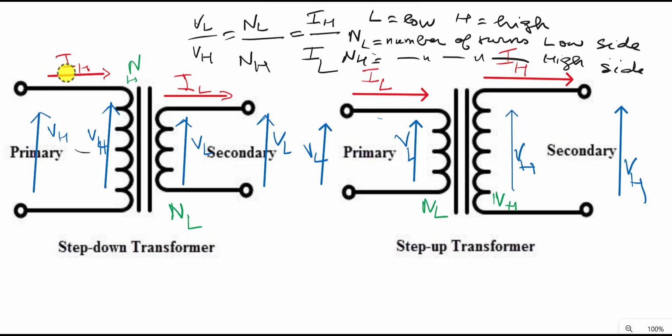On the red, we have the currents IH and IL, high side, low side. And we all know the famous voltage and turn ratio formula. VL over VH is equal to the number of turns on the low side over the number of turns on the high side, which is equal to the current on the high side over the current on the low side. You can use primary or secondary, it does not matter.